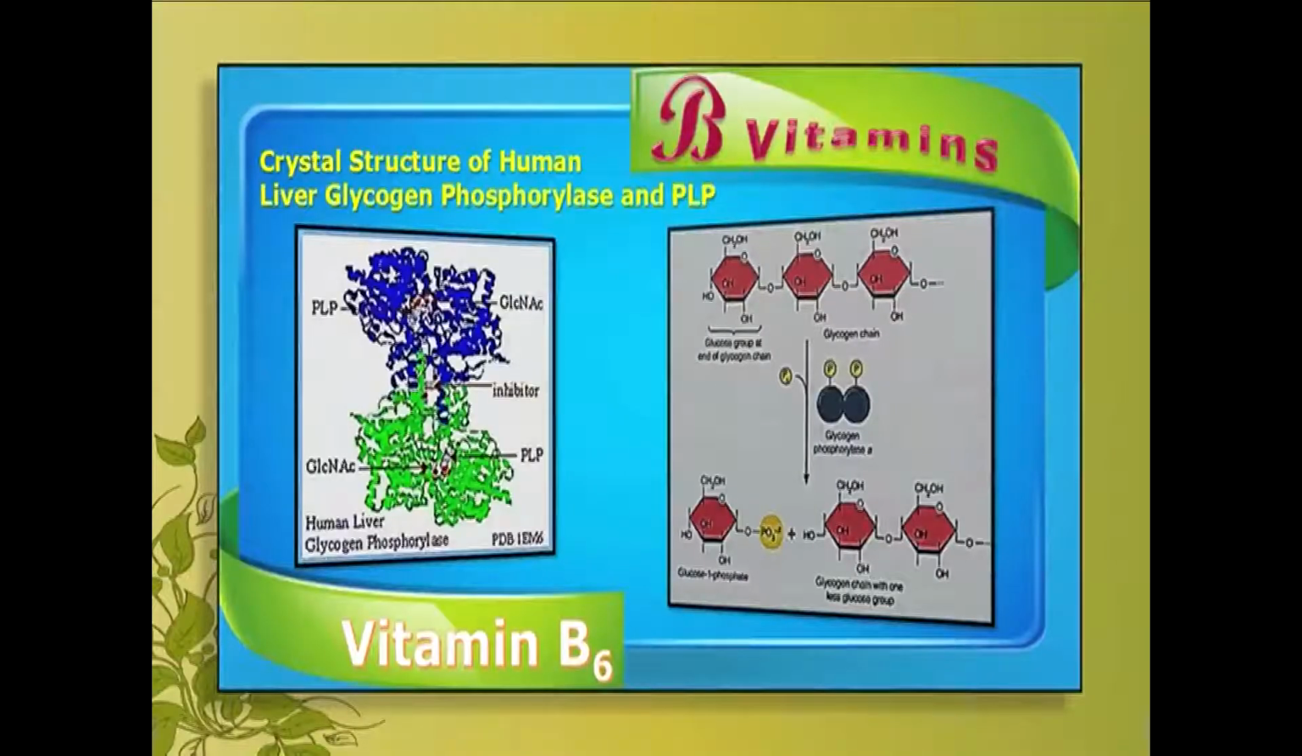This picture shows a co-crystal of glycogen phosphorylase along with the cofactor PLP. This enzyme is responsible for breaking down of glycogen to produce glucose through the process of glycogenolysis.